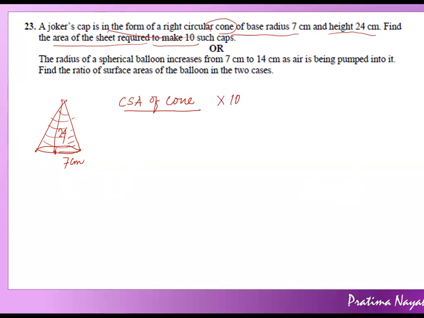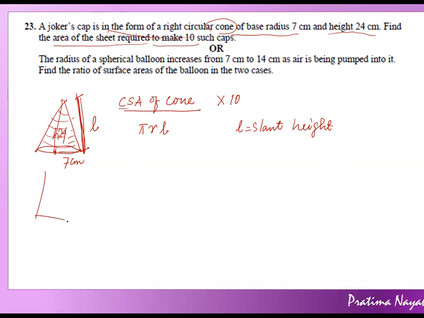So we can multiply. What is the formula for the curved surface area of a cone? It is just pi r L. What is L? L is the slant height. Where is it given? Is it 24? No, 24 is only the height. The slant height is the slanting length. So how to get it?